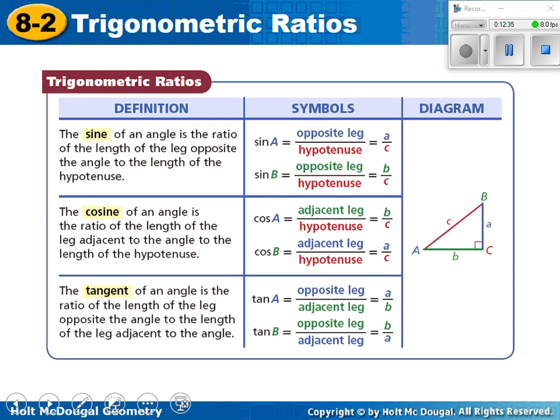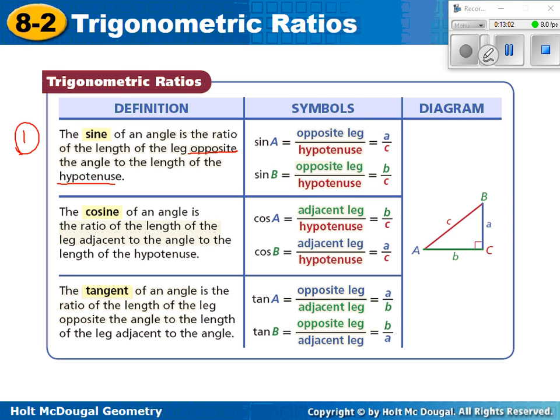And these are the three trig ratios that I just wrote on the board. So the first one is called the sine. The sine compares two specific sides. It compares the opposite side to the hypotenuse. So you're going to have to memorize the sine of an angle is equal to the opposite over the hypotenuse.